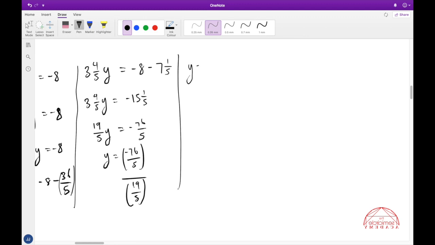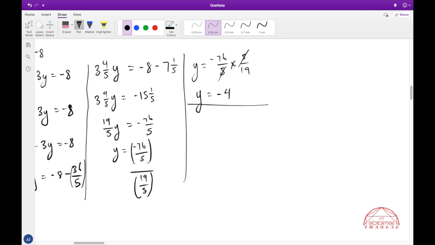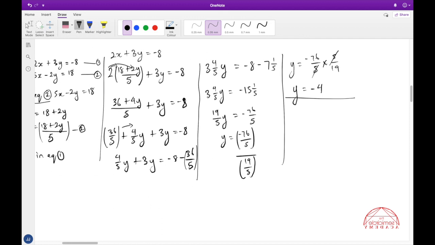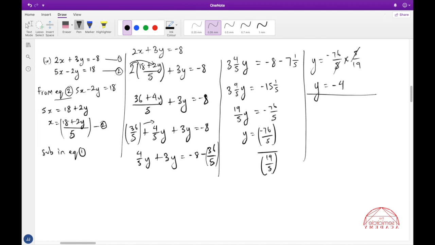And so we just invert and multiply. So y is going to be equal to negative 76 over 5 multiplied by 5 over 19. So thankfully the 5's cancel there. And let's see, what is negative 76 divided by 19? That gives us a nice value of negative 4. So y is equal to negative 4. So at least we're getting some nice clean answers for these questions here, right? And since y is equal to negative 4, we got that from equation 1.